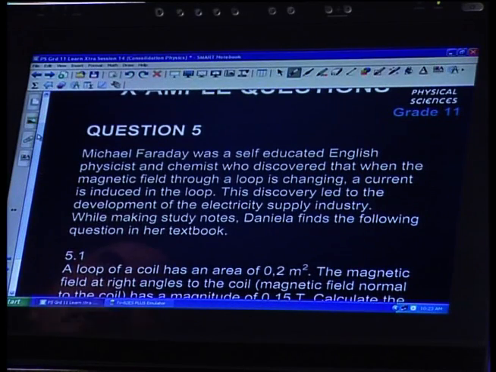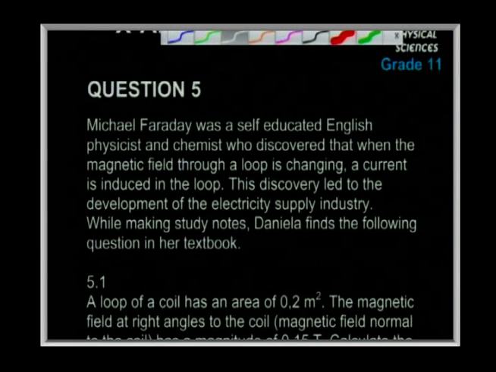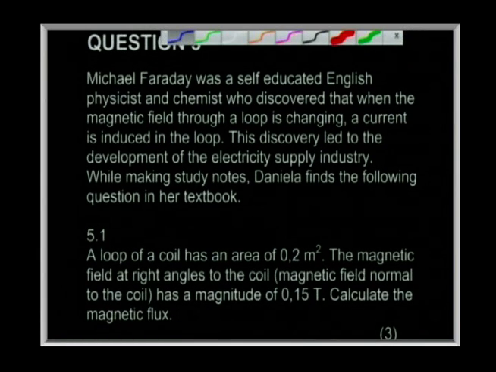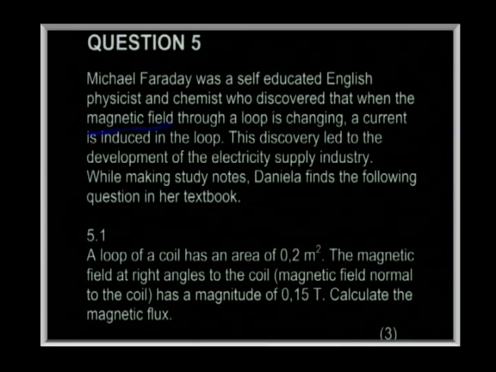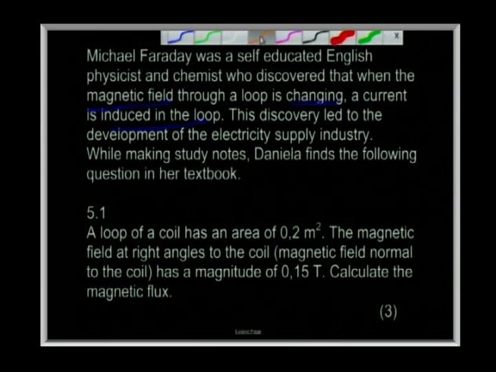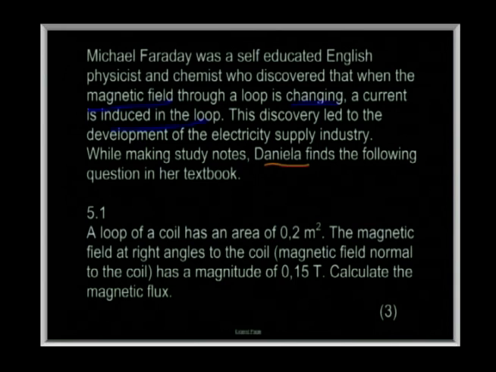Right, let's move on. Question number 5, also an important section, and let's get going with it. Michael Faraday, self-educated physicist, great example for all of us. He discovered that when the magnetic field through a loop is changing, a current is induced in the loop. This discovery led to a whole lot of things and supplied electricity, and it's the way that we make electricity happen. Now here, while making study notes, Daniela finds the following question in her textbook.